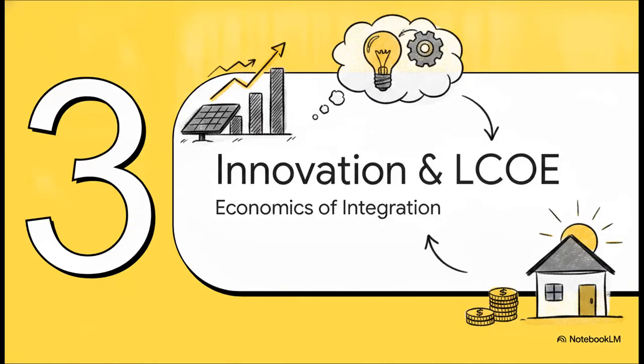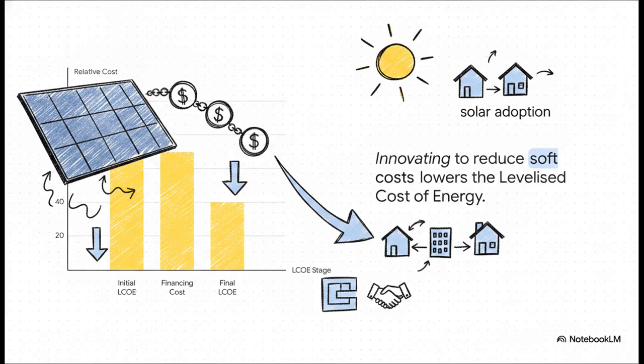Section 3, Innovation and LCOE, the economics of integration. All of this hardware innovation brings us right to the levelized cost of energy, or LCOE. As you probably know, this is the average cost of electricity over a power plant's entire lifetime. Now, better hardware definitely gets you a lower initial LCOE, but to really drive that final cost down, you have to slash the soft costs.